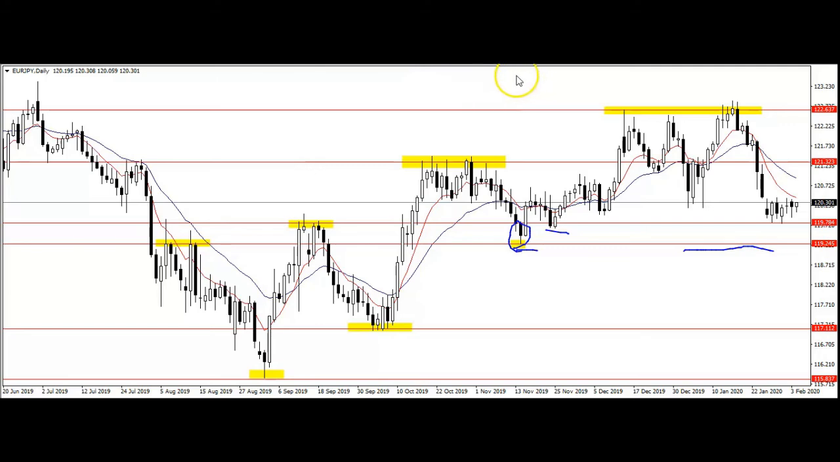So that's my analysis on this pair. There's nothing to report initially, but it is on my watch list as a sell at this stage. So again, we'll wait and see what happens.